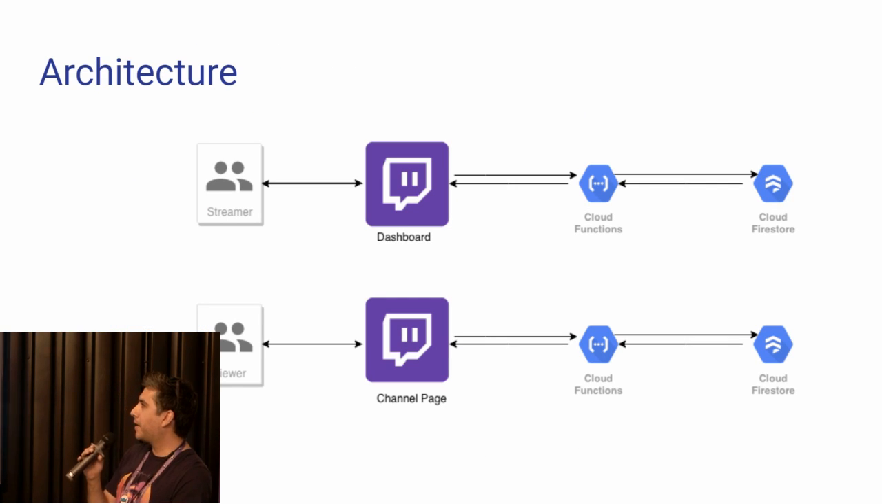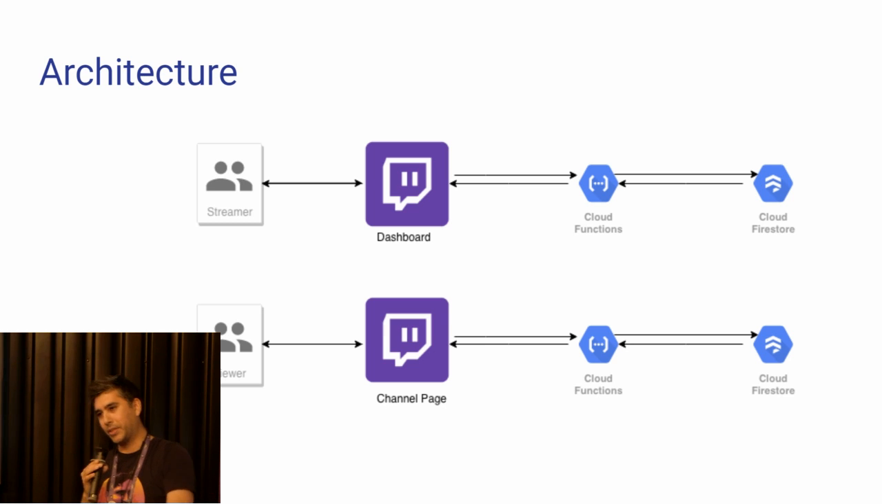The API architecture for this is really straightforward. If you're a streamer, it goes to the dashboard, and then goes to the Cloud Function, which stores that information in Firestore, and then on the viewer side, it does the same thing. It does a request to a function, which fetches from the Firestore. Now we talked about the configuration segment.